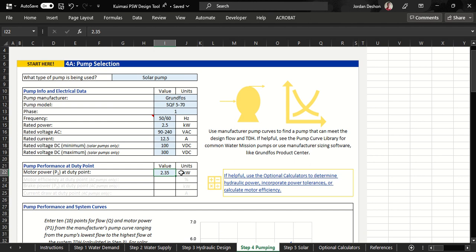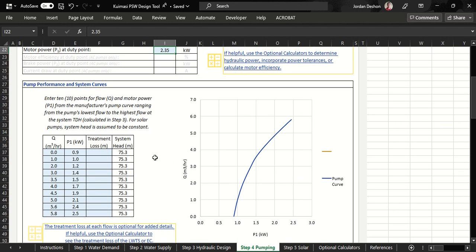You also get the motor power at the duty point, 2.35 kilowatts. That's about what our results were showing. And then we have the pump curve. So in these two columns, these are for user input. We're going to enter different flows from the lowest all the way up to the highest. And you can see we get a little bit more granular as we get higher up.